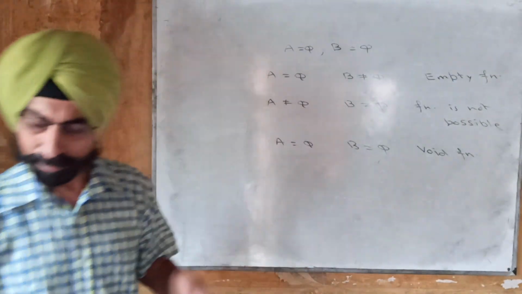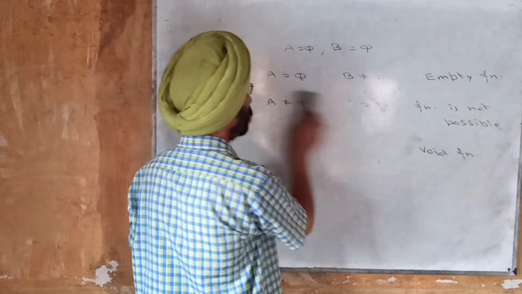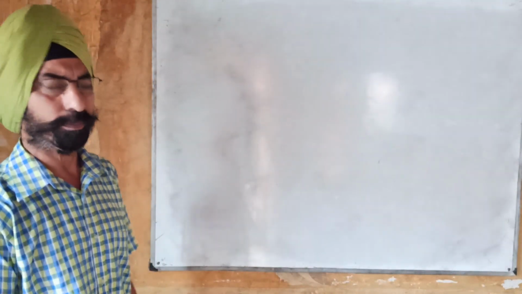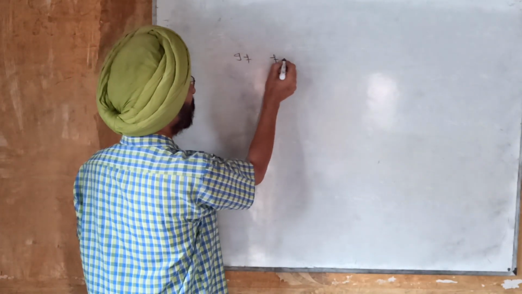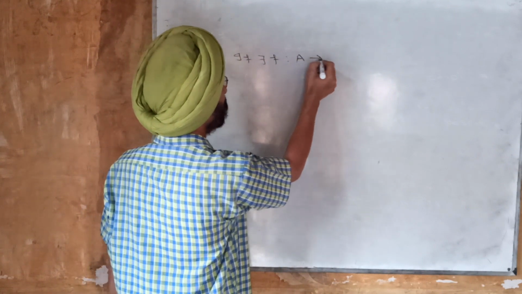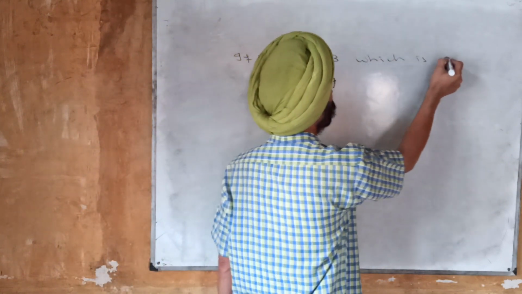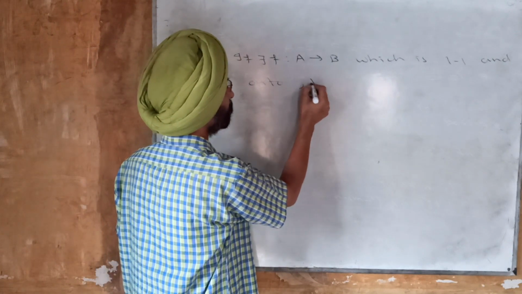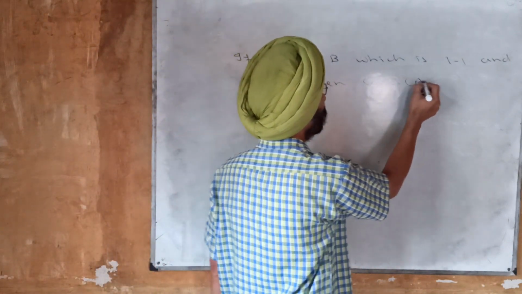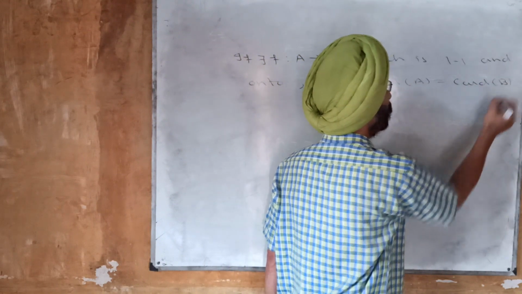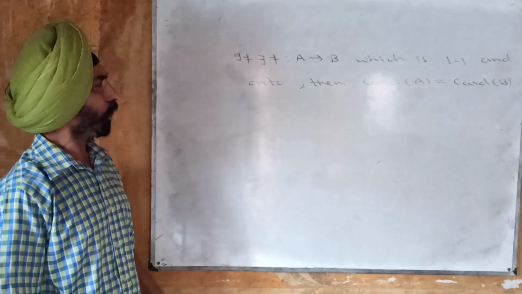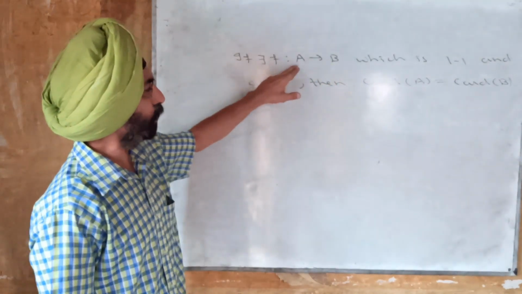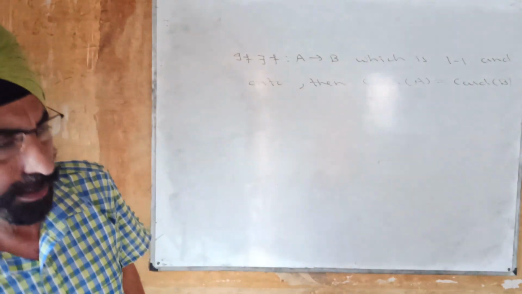So one more thing to be kept in mind. What will happen if the function f from a set A to the set B is 1-1 and onto? If there exists f from A to B which is 1-1 and onto, then the cardinality of A will be the same as the cardinality of B. Cardinality means the number of elements. So if there exists a function from A to B which is 1-1 as well as onto, then the number of elements in A and the number of elements in B will be the same.